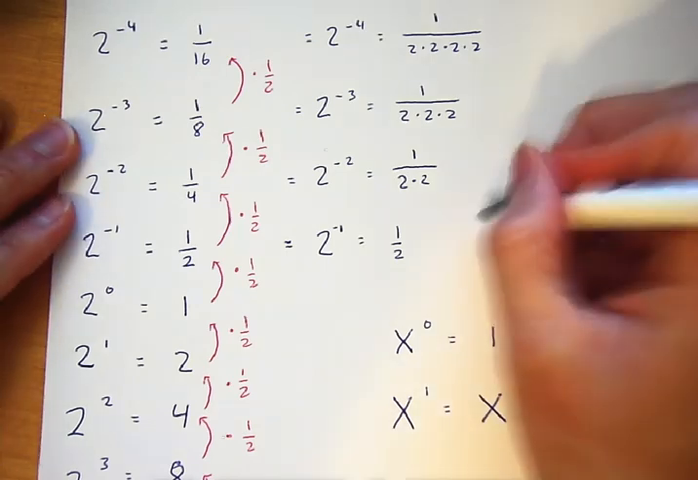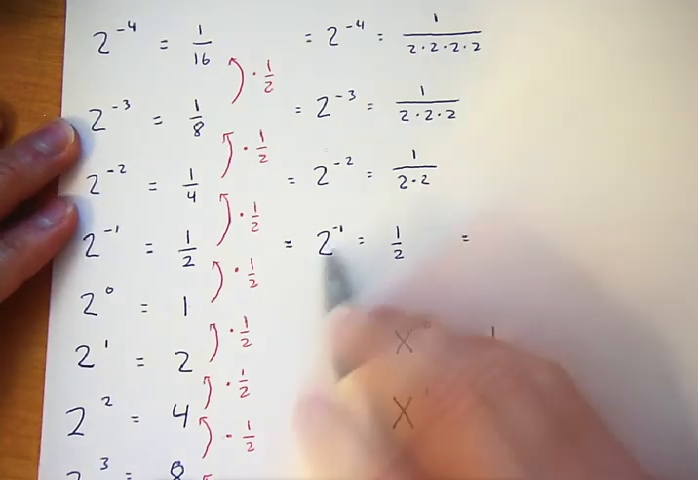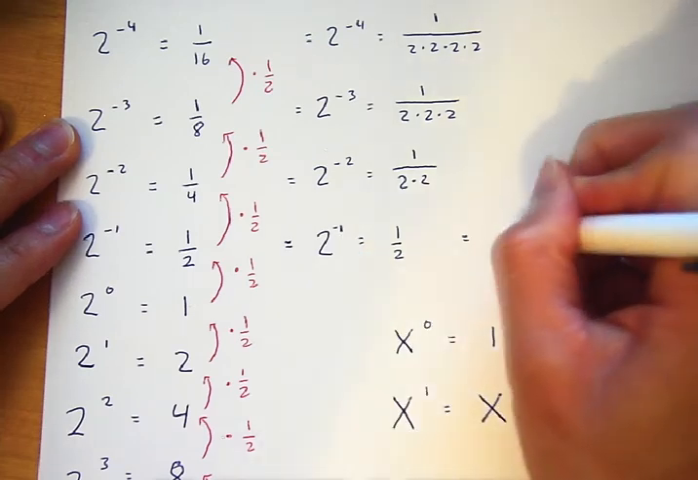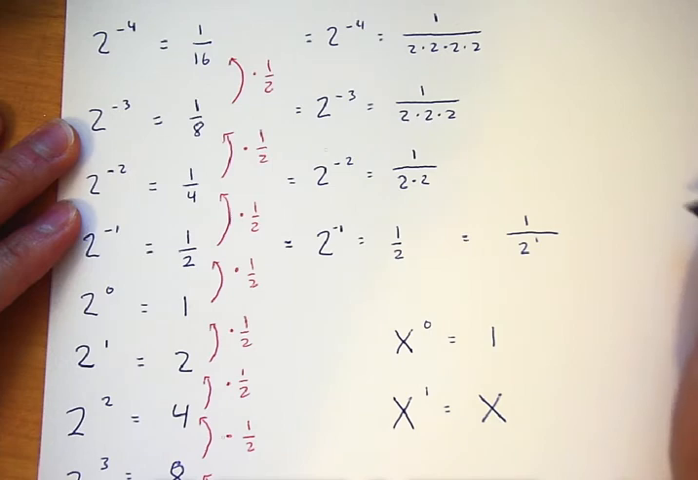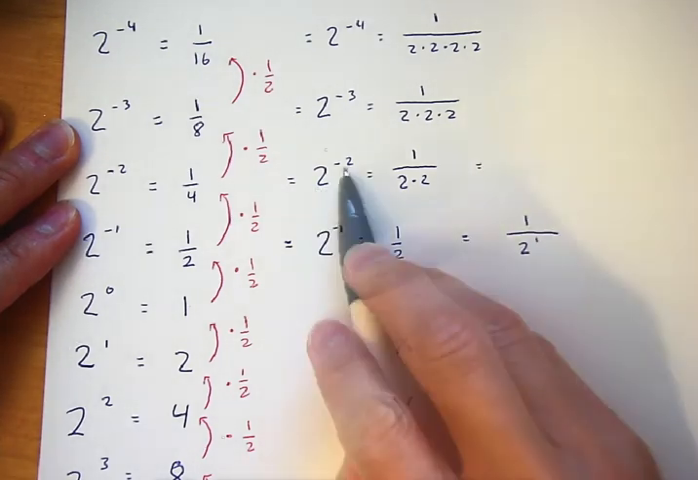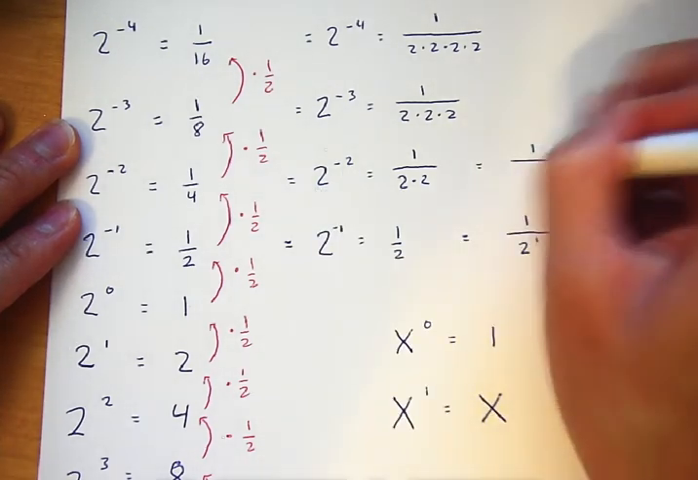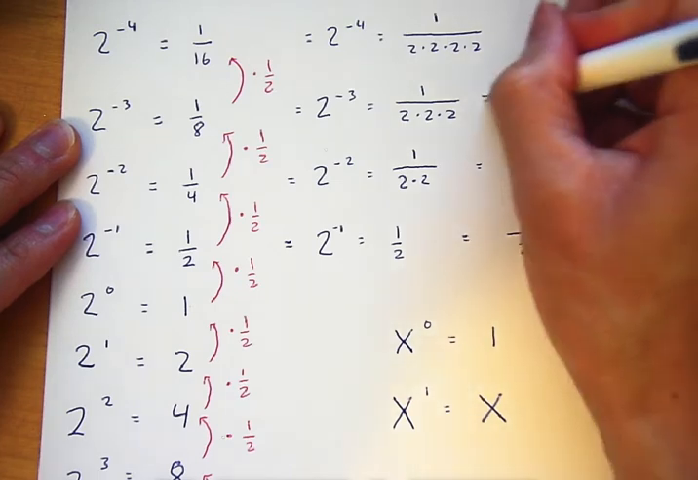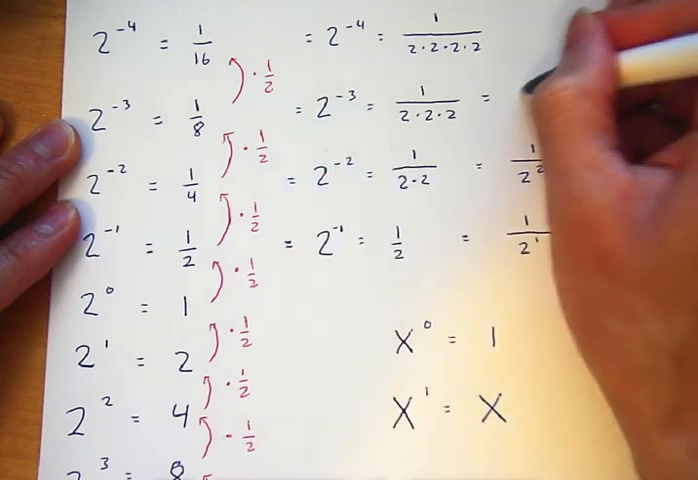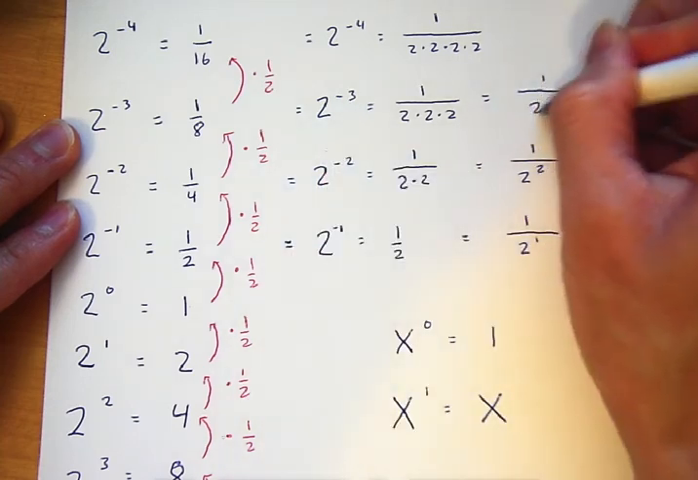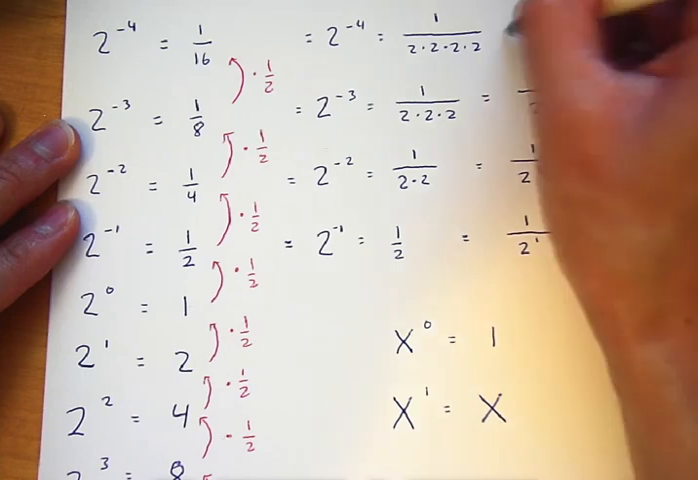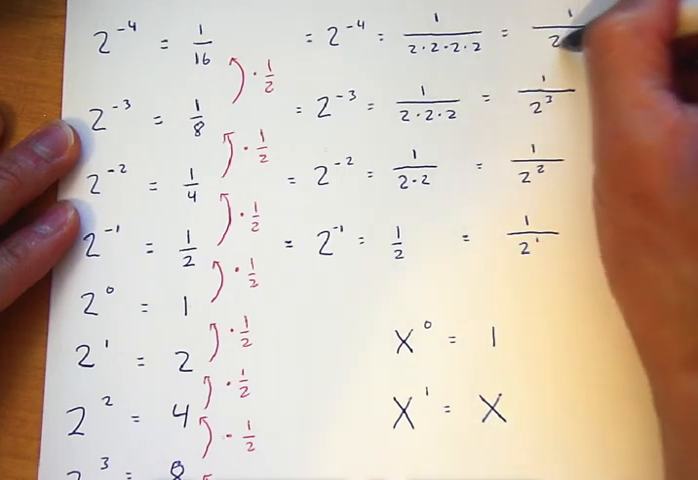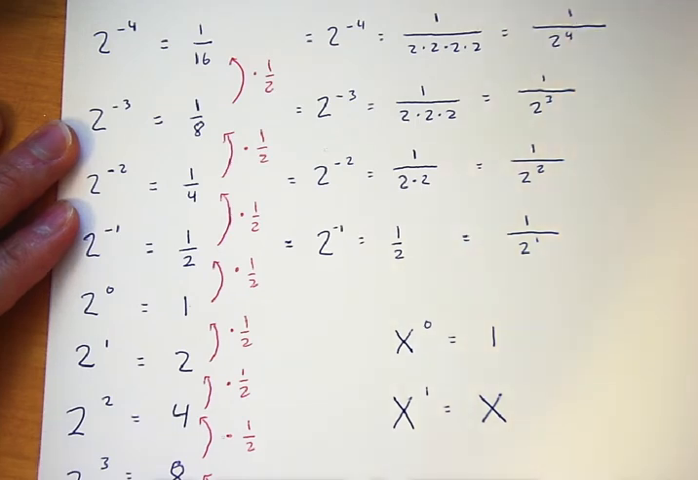So this was basically equal to 2 exponent negative 1 was equal to 1 divided by 2 to the first power. 2 to the negative 2 was equal to 1 over 2 to the 2 on the bottom. 2 to the negative 3 power had a 1, and then the bottom 2 to the third. Keeping up with the pattern, there's a 1 on top and a 2 to the fourth on the bottom.